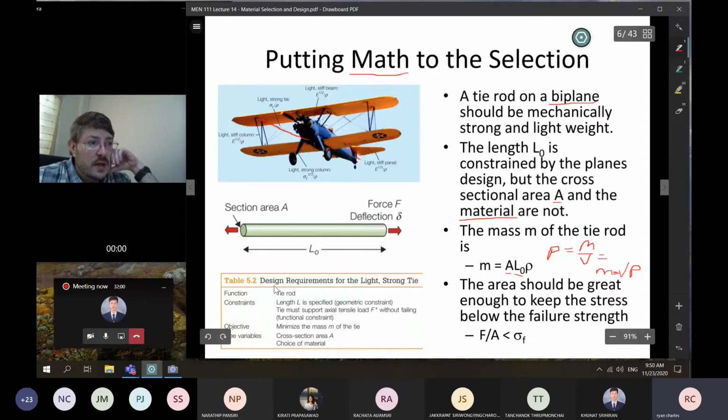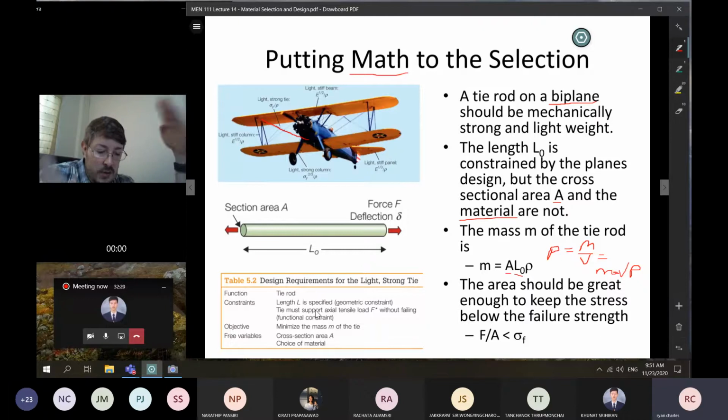All right, what's our function here? Well, it's a tie rod. It's a tie rod in a biplane to tie together two wings. Constraints. The length is specified, right? It's a geometric constraint. The tie must support axial load F without failing. So a functional constraint, right? It has to be this length and it can't break in half.